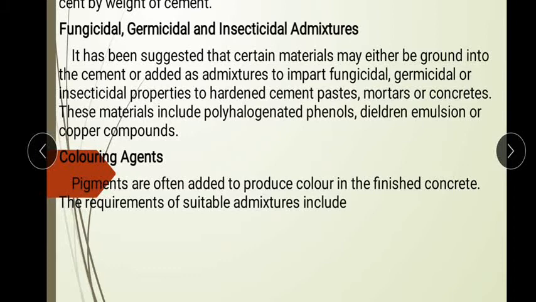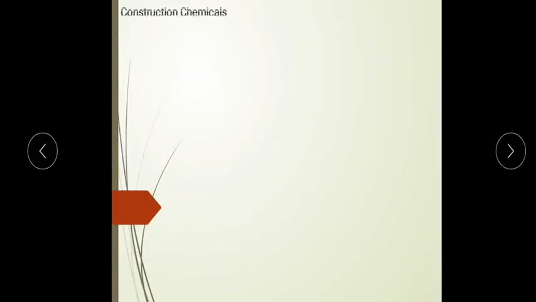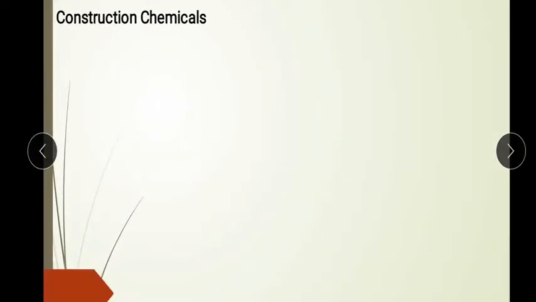Next one, coloring agents. To get different colors of cement and concrete, we use pigments, and these pigments won't react with the concrete or cement properties, they only change the color of the concrete. So we can use that in our concrete preparation. These are the major things which we are using in our concrete preparation as mineral or solid type of admixtures. Next one is the construction chemicals.